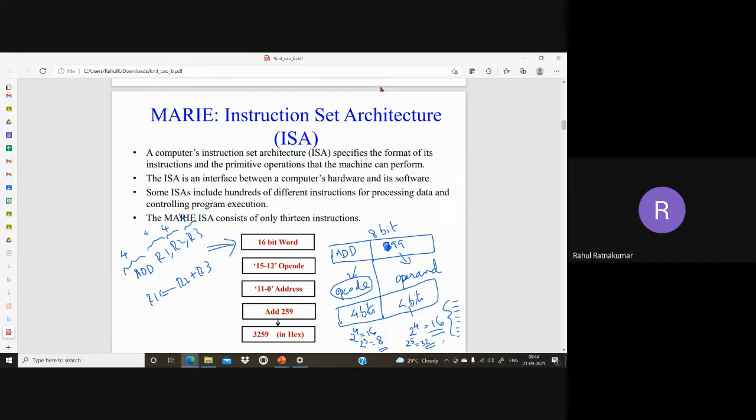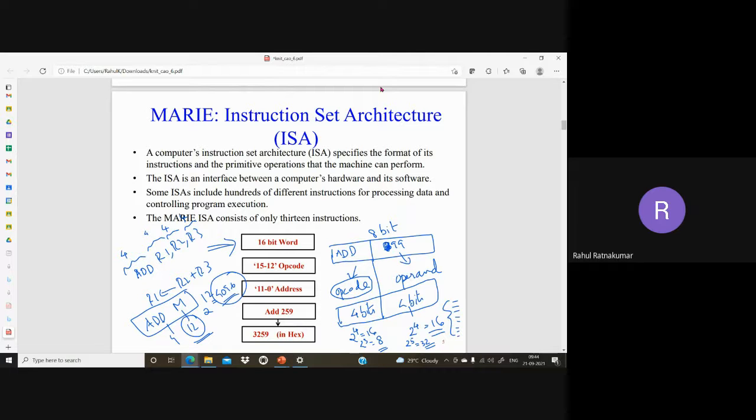Not only this, if there is an instruction like add with a memory operand M, and add has 4 bits, you have around 12 bits for the memory operand. So it can access 2 raised to 12 different locations. How many locations? 2 raised to 12 means 4096 locations. That is comfortable; I can access that many memory locations using 12 bits.